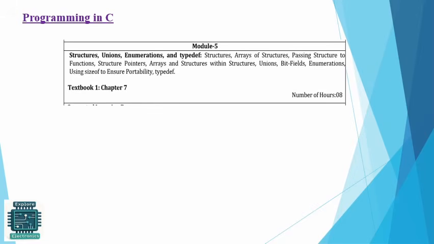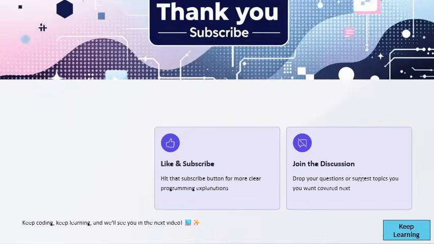By the end of the subject, you will be able to write small but complete programs on your own. You will understand how computers execute instructions, how memory is managed, and how to solve problems logically. These skills are essential not just for exams but also for your future programming subjects and technical projects. That's the overview of the Programming in C subject.